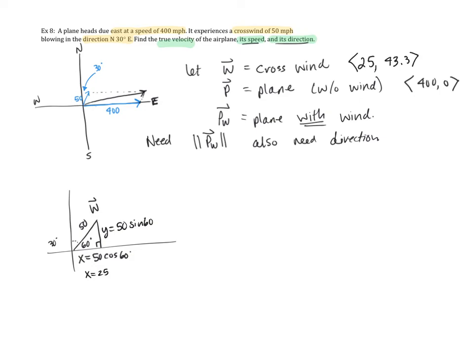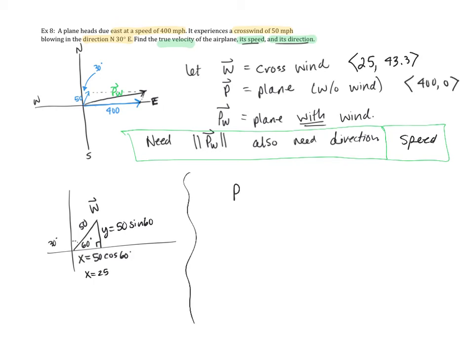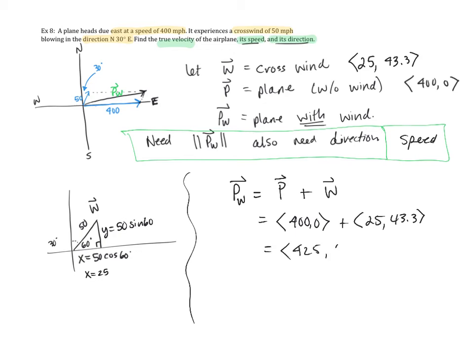Okay, but what we're being asked to find is the resultant. When you're adding those two vectors together, you would get the plane as it's been affected by the wind. And we need the direction, and we also need its speed. Oh, that was the other thing. Okay, don't forget that. And that is its magnitude. Okay, so first of all, let's figure out what that vector is. The plane as it's been affected by wind, that would be the plane and the wind. And so we just add those two vectors together. So 400, 0, that's the plane, and then 25, 43.3, that's the wind. Adding those up gives us our new resultant vector, 425, 43.3.